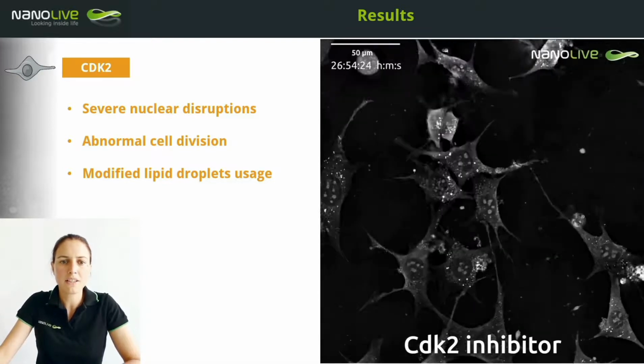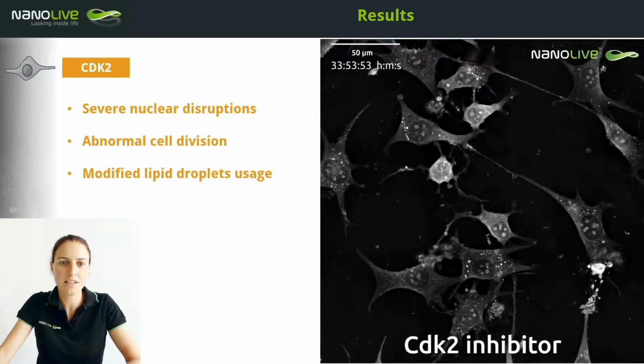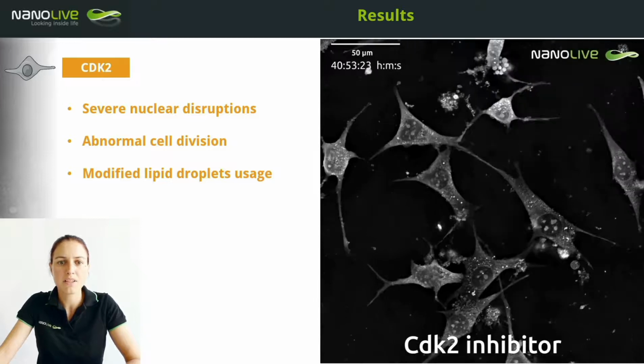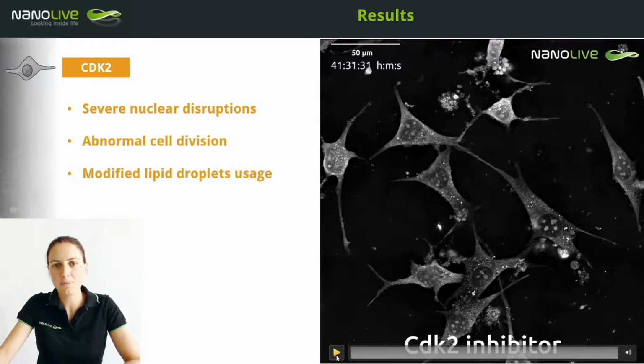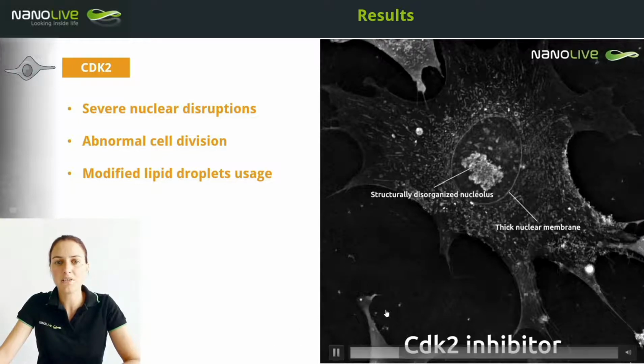Normally with our technology, we can see clearly defined stages of mitosis, chromosomes lining up on the metaphase plate, etc. But here the process resembles more apoptosis before division occurs. The last thing to note here is that again lipid droplets are present at the end of the experiment, showing that CDK2 inhibition again causes metabolic alterations in the cell.